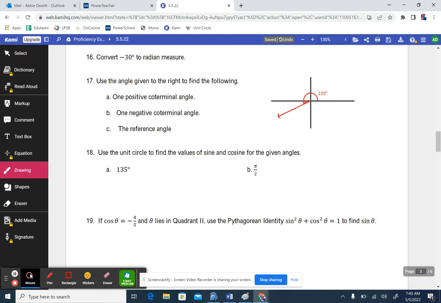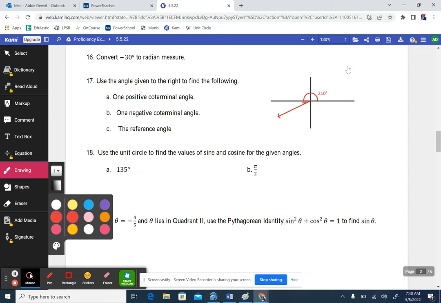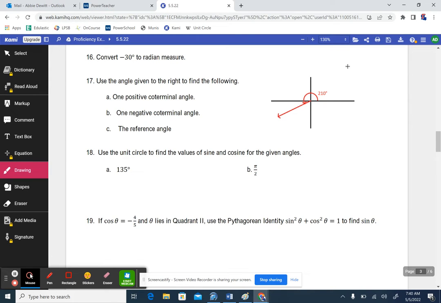Okay, so the first question, part A, says one positive coterminal angle. Basically, what's another way of stating the measurement of that angle that's positive but not 210? Okay, so let me change this color since that's red. That would be where you rotate from the initial position all the way around back to the initial position, and that's 360 degrees. Then from 360 degrees, I rotate around to the 210.